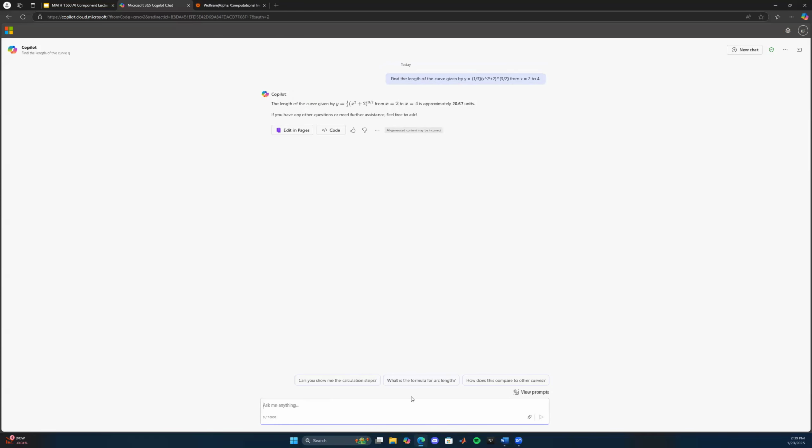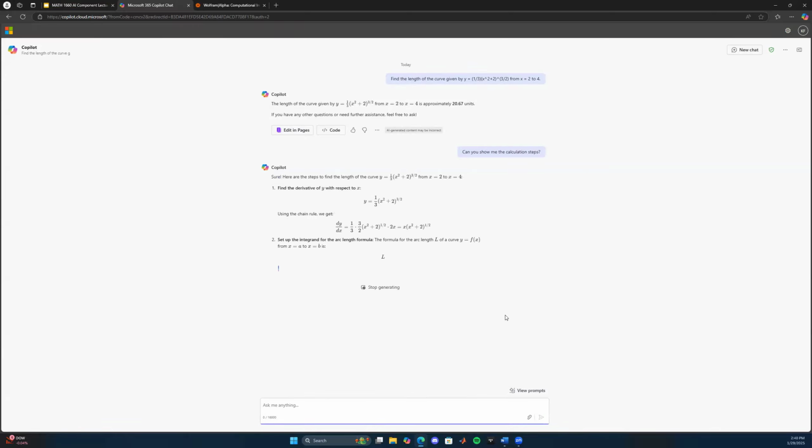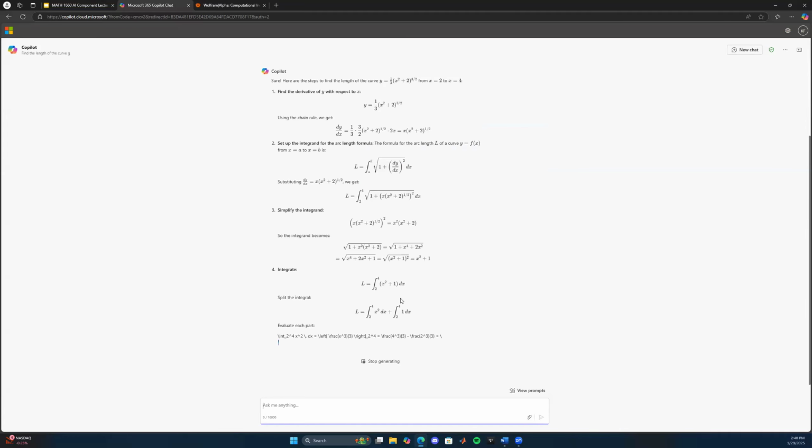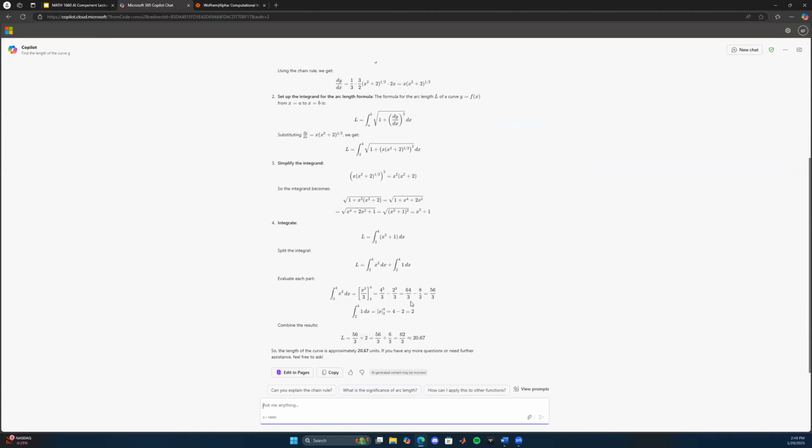So how about we ask a follow-up question like, can you show me the calculation steps? Let's use this suggested one. And here it provides all of the context all the way to the end. Now, this may be incorrect. It says it right here: AI generated content may be incorrect, but at least it gives us some insight as to how we might solve this problem.